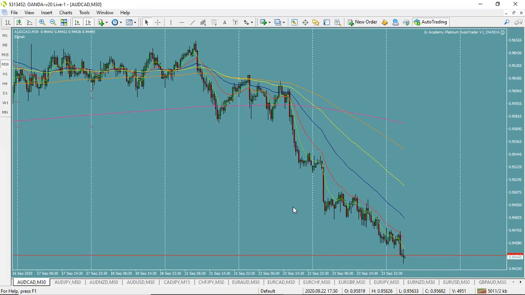Now, this is the Aussie CAD. I'm running this on a 30-minute chart. That is because I'm running my auto trader on a 30-minute chart as well. As you can see here, one of the ones I'm testing is the platinum auto trader on this particular system. So we are testing for that now. So I will leave it here on this particular time frame, but this is a great time frame.